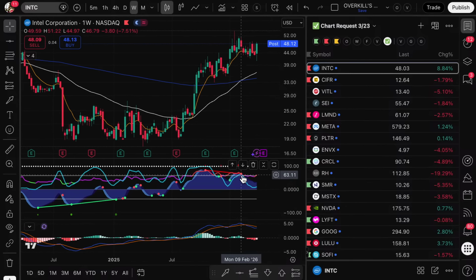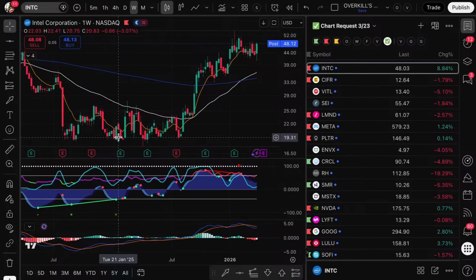Okay, just like on Intel, right? We should have been taking profits on Intel. We were buying Intel down here, back in 2025 at $19. It's up here at 48. I think I sold right here around this red dot, around 37. But yeah, it kept going.